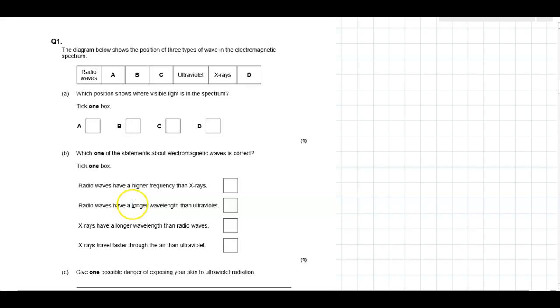Okay, so I'd be going for this one. I'm going to check these two. X-rays have a longer wavelength than radio waves. Well, we know that's not true because these are the shortest wavelengths at this end. X-rays travel faster. Well, I've discounted that because I've remembered that all of these waves travel at the same speed. So I'm going to be able to choose the correct box here by remembering my patterns about frequency and wavelength and the fact that all of these travel at the same speed.